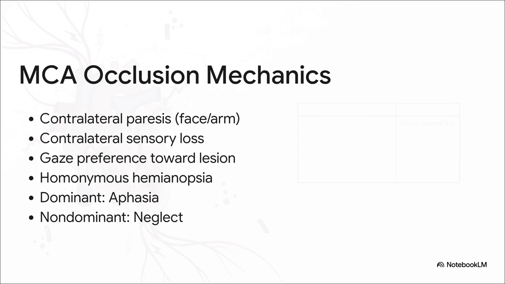Embolic occlusion of the MCA produces very specific acute focal neurological deficits. The mechanics you're looking for are heavily weighted toward contralateral paresis and sensory loss, primarily in the face and the arm. You'll also frequently spot a gaze preference toward the side of the lesion and contralateral homonymous hemianopsia. Crucially, pay attention to the hemisphere. If the dominant hemisphere is hit, expect expressive or receptive aphasia. But if the non-dominant hemisphere is involved, you're going to see profound spatial neglect.